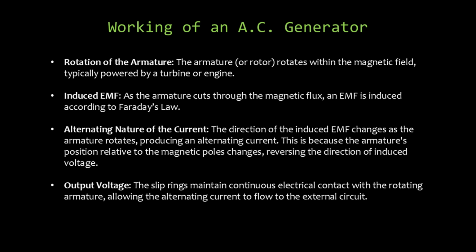Here's how an AC generator works in action. The armature, typically powered by a turbine or engine, rotates within a magnetic field. As it moves, it cuts through magnetic flux, inducing an electromotive force according to Faraday's law. The magic happens when the armature's position changes relative to the magnetic poles, causing the induced voltage to change direction. This creates the alternating nature of the current. Slip rings ensure continuous electrical contact, allowing the alternating current to flow smoothly to the external circuit.